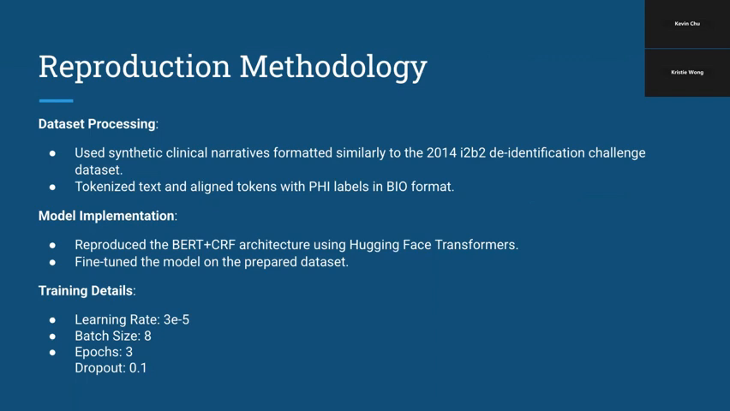Our goal was to reproduce key results from the paper using a synthetic clinical dataset formatted like the 2014 i2b2 de-identification challenge. We replicated their pre-processing steps, tokenizing the text using BERT's WordPiece tokenizer and aligning tokens with PHI tags in BIO format. For the model, we implemented both the BERT plus CRF model as well as a BERT-only baseline. We trained both using Hugging Face Transformers and logged metrics across 3 epochs. We evaluated using precision, recall, F1, and accuracy.